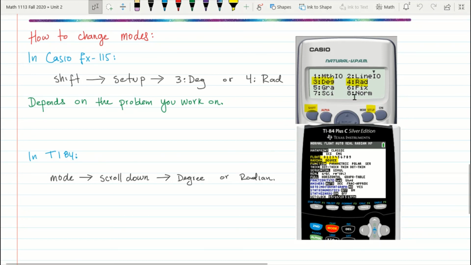If you have a different calculator, for example this TI-84, then you're going to hit mode, scroll down and change to degree or radian. Here's the mode key, and the scroll down is done by the keys, and here's radian and degree. So again, you're going to select what mode you need to be in depending on the problem you're working on.